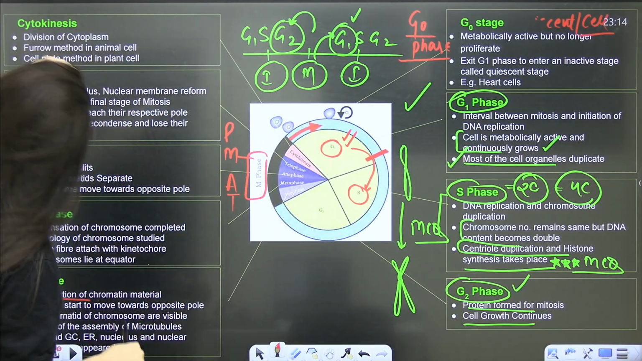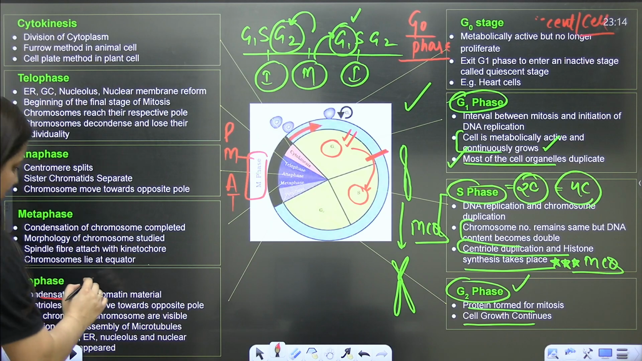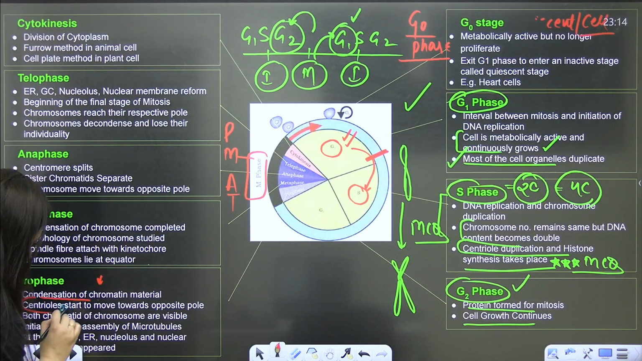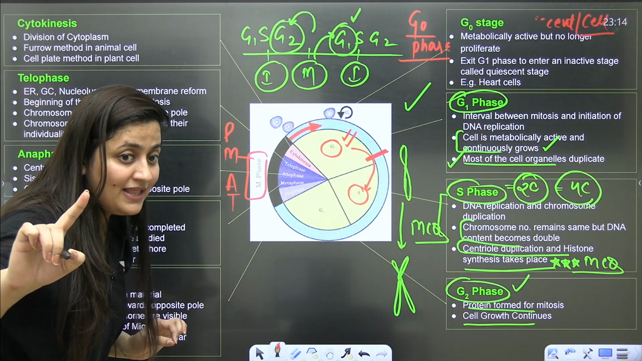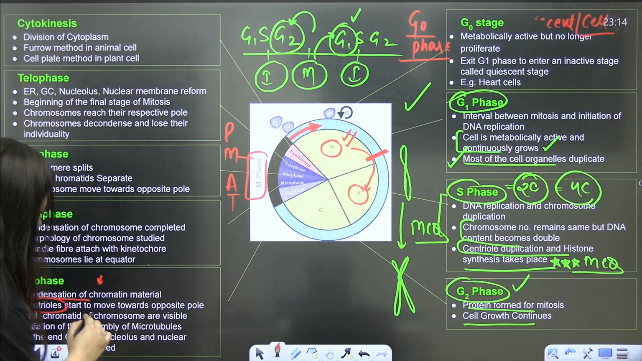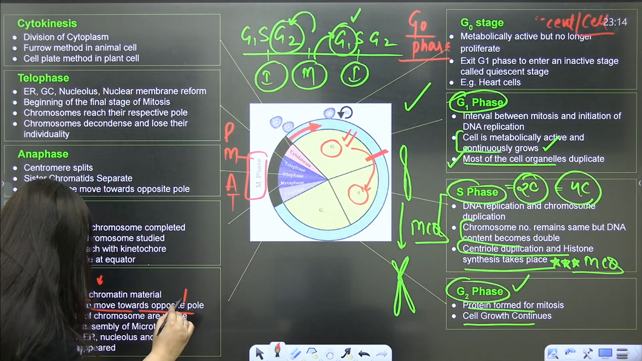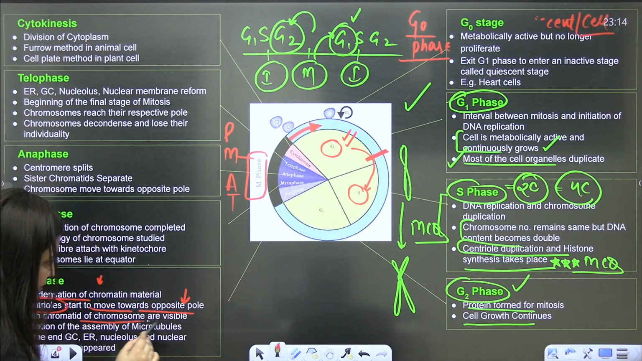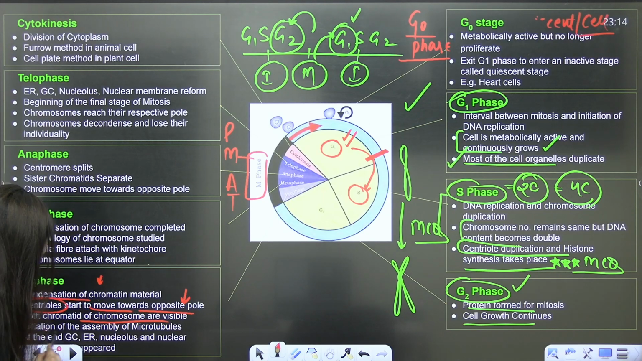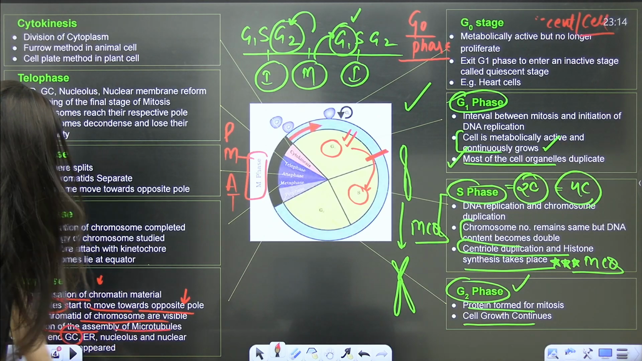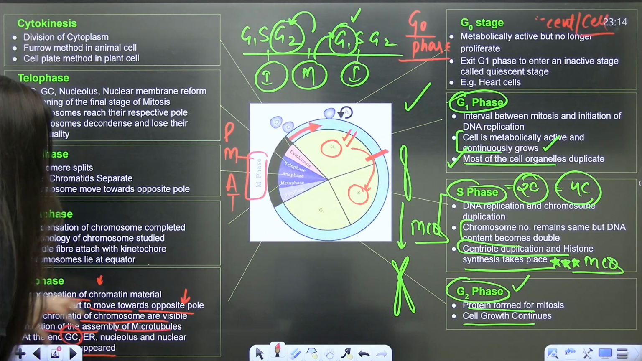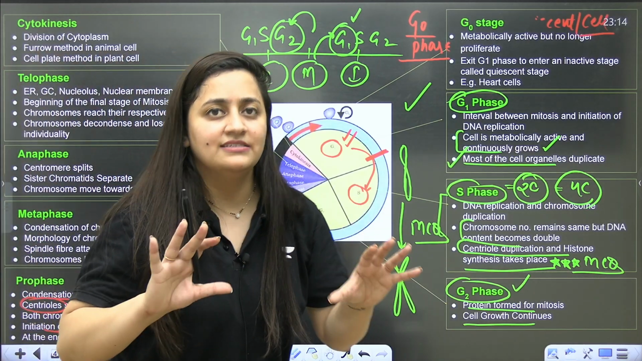So here you can see the condensation of chromatin material will be there. The centrioles that are absent in the plant cell but present in animal cell, they will move towards the opposite pole. Both chromatids of the chromosomes will be visible. Initiation of the assembly of microtubules will occur here, and at the end of this prophase, your Golgi apparatus, endoplasmic reticulum, nucleolus and the nuclear envelope will disappear.